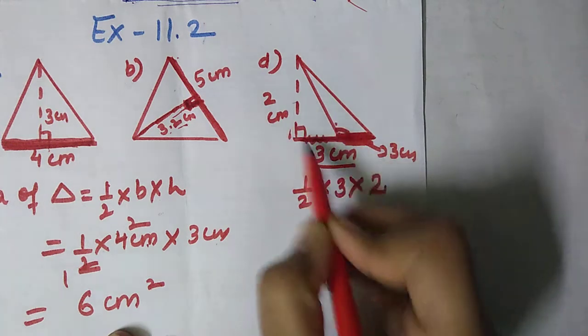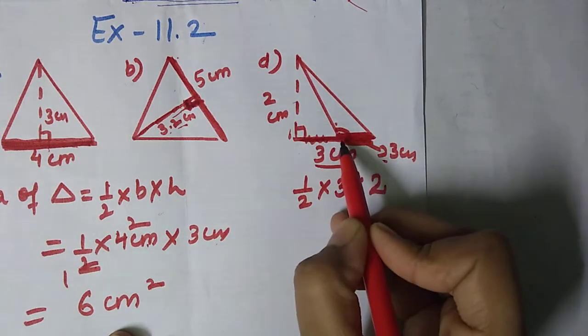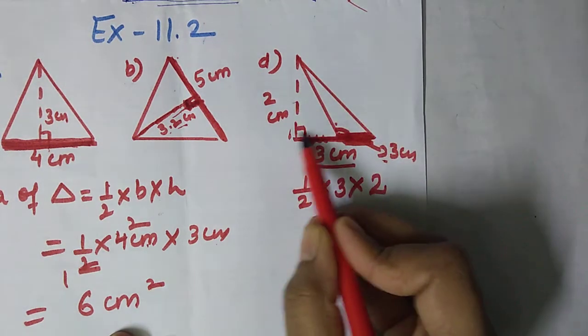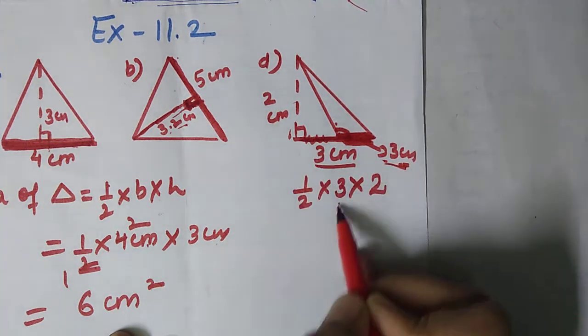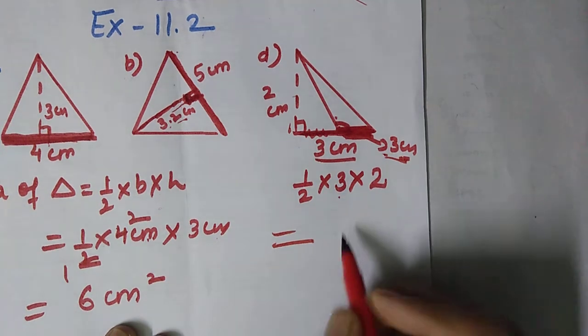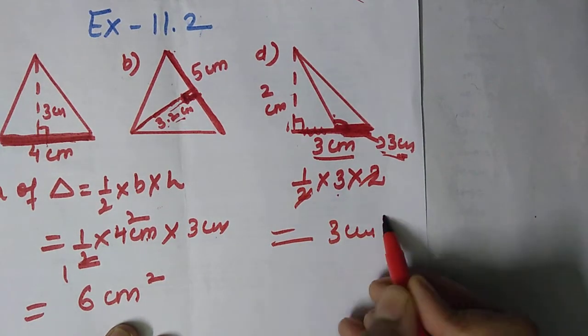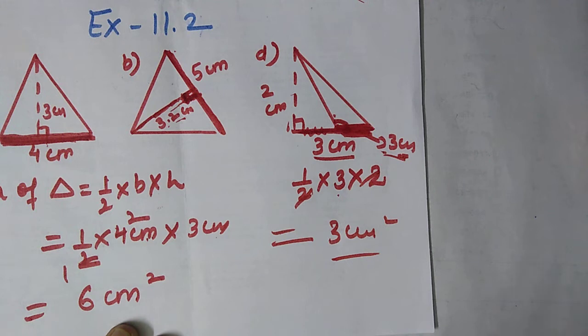So half into base, this is base, because if I extend this side, this is a 90 degree angle forming. So half into base 3 and height is 2. Just apply the formula and you will get the value 3 centimeter square. Okay, in this way you have to do question number 1.